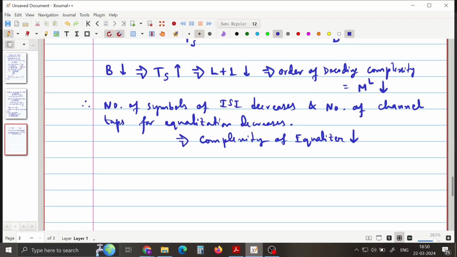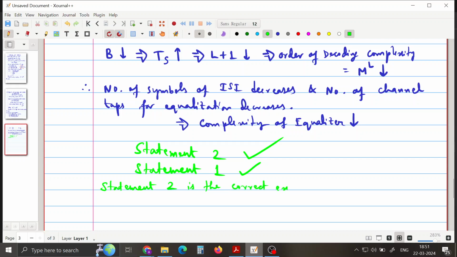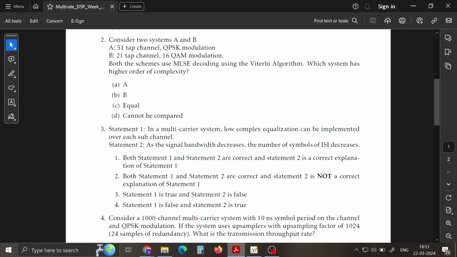So both statements are actually correct. Statement 2 is correct, statement 1 is also correct, and statement 1 is actually the consequence of statement 2, or in other words, statement 2 is the correct explanation for statement 1. So we'll say that statement 2 is the correct explanation of statement 1, and that tells you that option 1 is the correct answer.